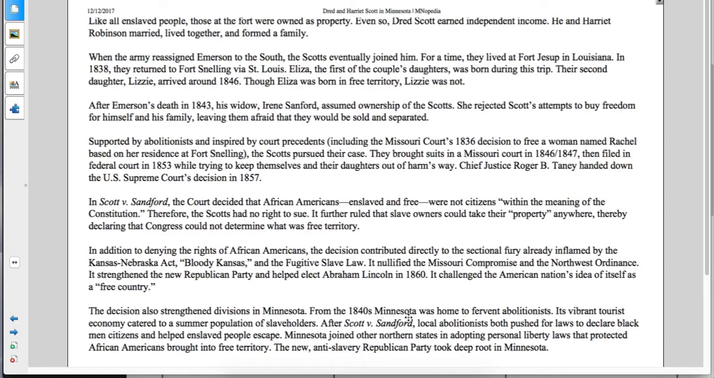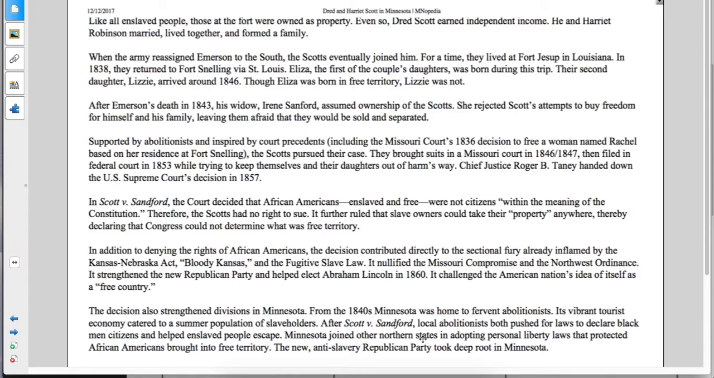From the 1840s, Minnesota was home to fervent abolitionists. Its vibrant tourist economy catered to a summer population of slaveholders. After Scott versus Sandford, local abolitionists both pushed for laws to declare black men citizens and helped enslaved people escape. So that's a cool influence that the Dred Scott case had, is that it pushed a lot of abolitionists living in Minnesota to help those enslaved people brought there from their southern owners because they were there to vacation in the summertime when it was too hot in the South. So it gave a task for abolitionists to pursue their cause.